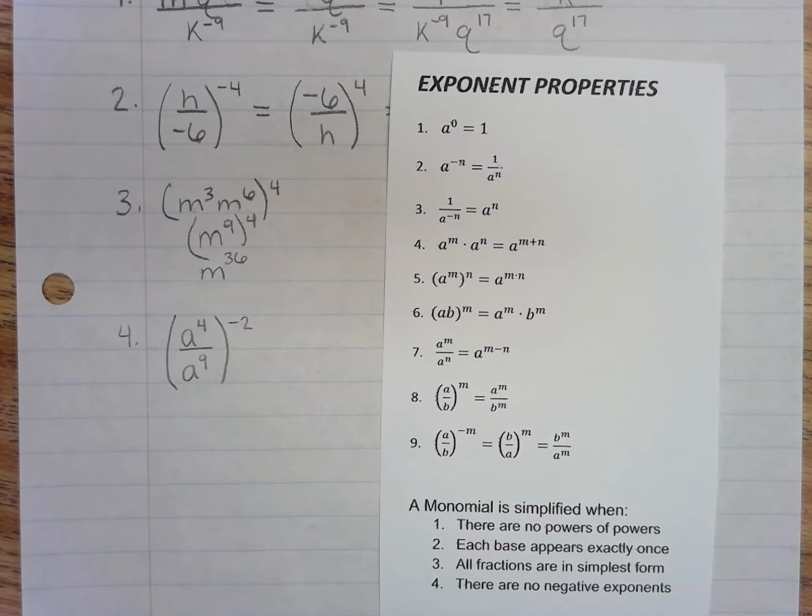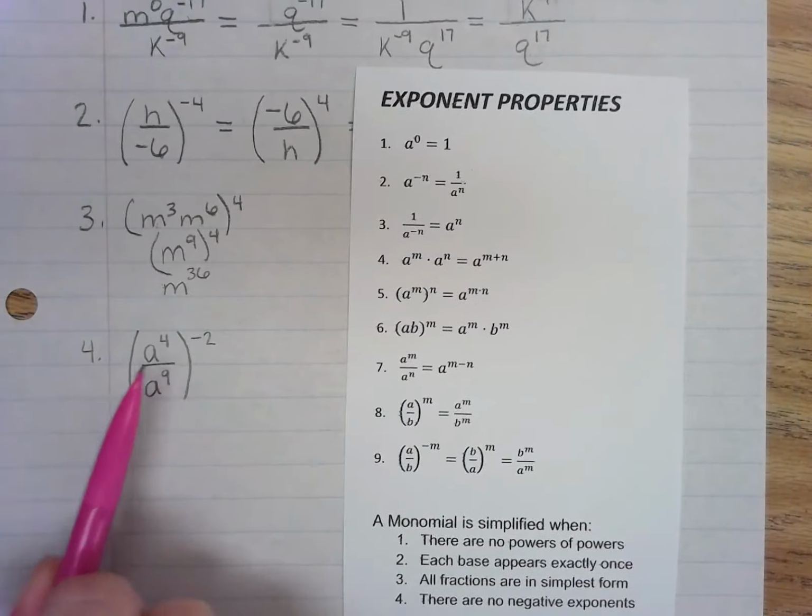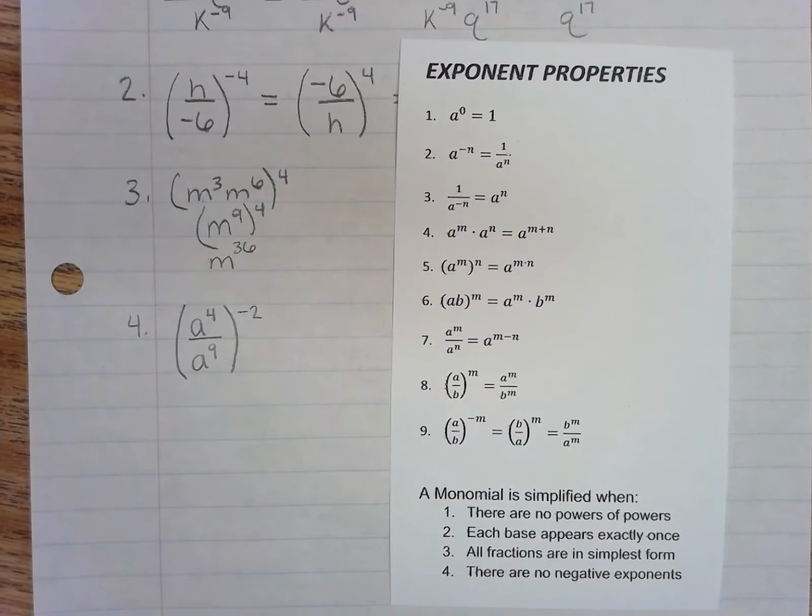There's different approaches you could take with this problem to begin with. Some people like to deal with the outside and work in. I prefer working from the inside to out. So I'm not going to deal with this -2 just yet. I'll hold off on that. I like to deal on the inside. So my a to the 4th divided by a to the 9th.